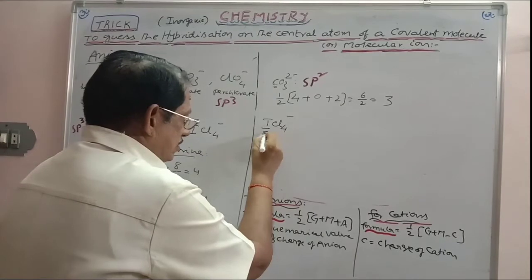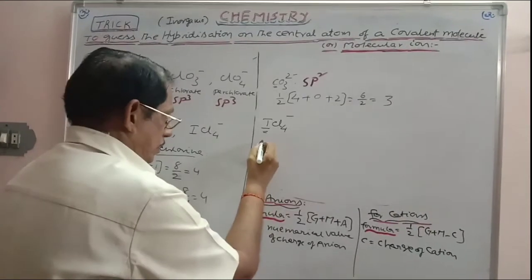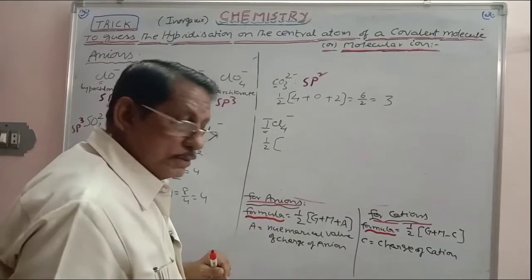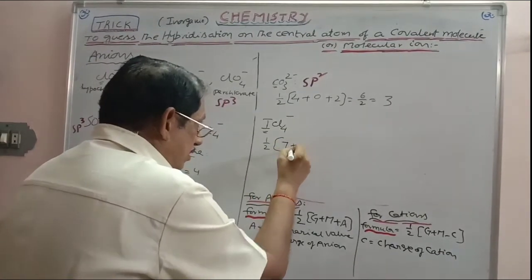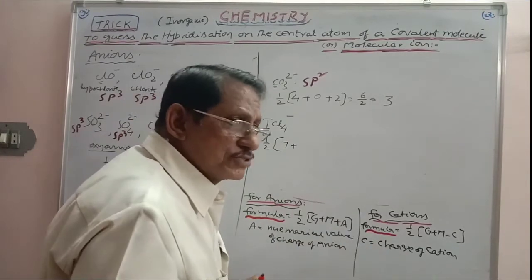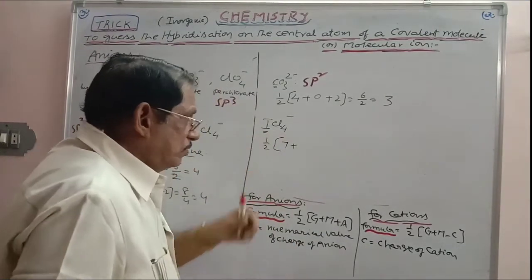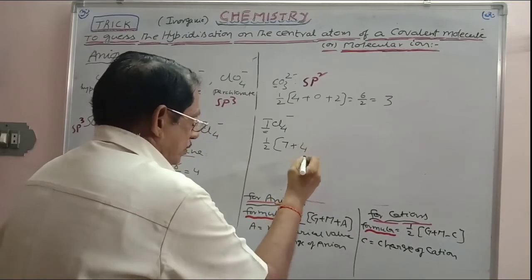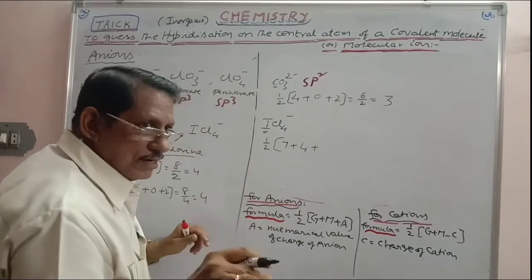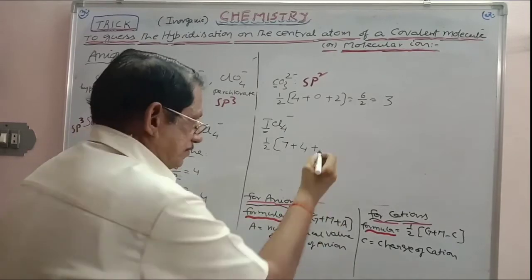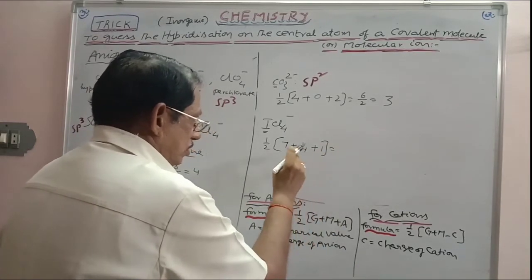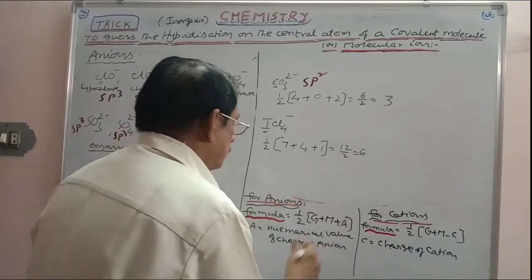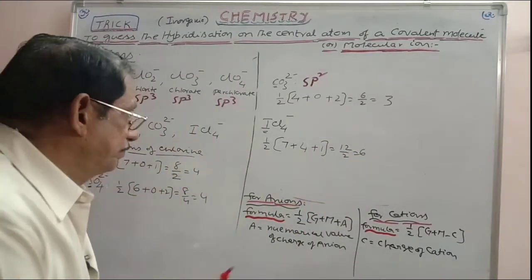You can take iodine as the central atom, half into G. Group number 7: iodine belongs to the 7th group. Surrounding atoms are monovalent, 4 chlorine atoms are there. 4 into 1, that is equal to 4. Plus the charge of the anion, -1, means numerical value 1. So this is equal to 7, 8, 4, 12. 12/2 is equal to 6. 6 means what is the hybridization here?